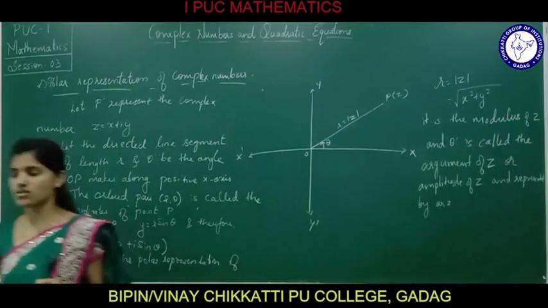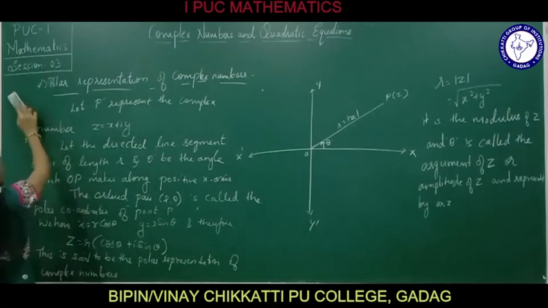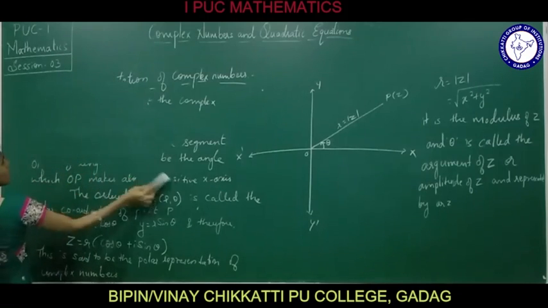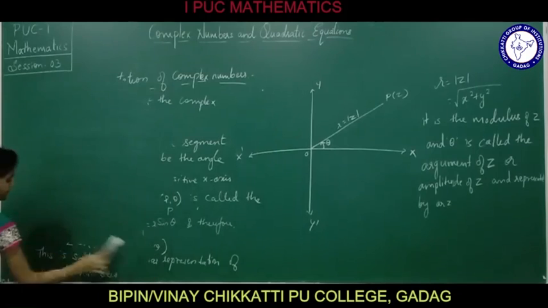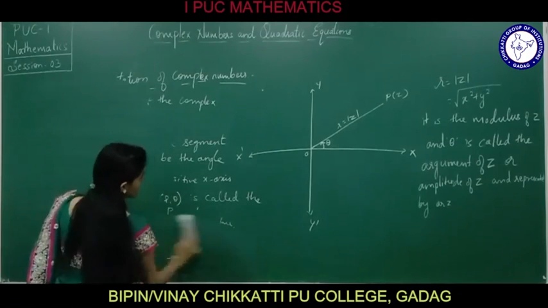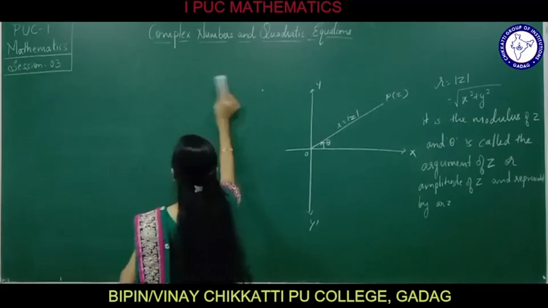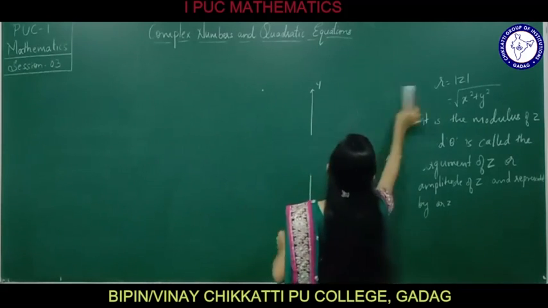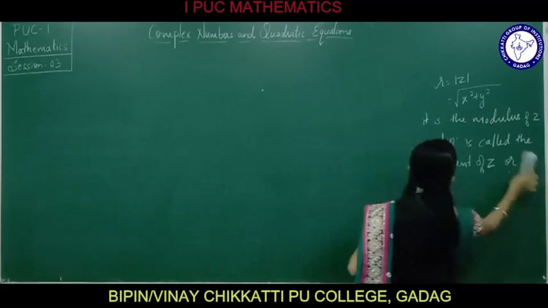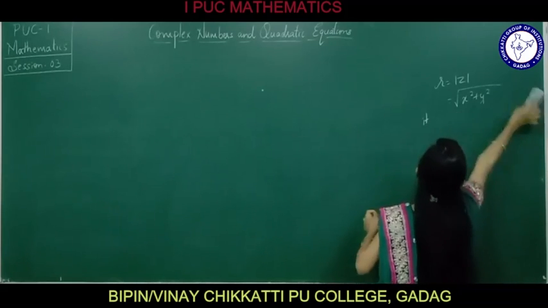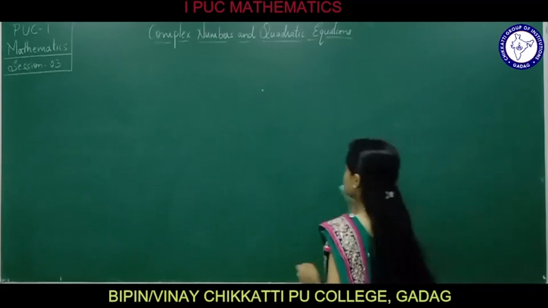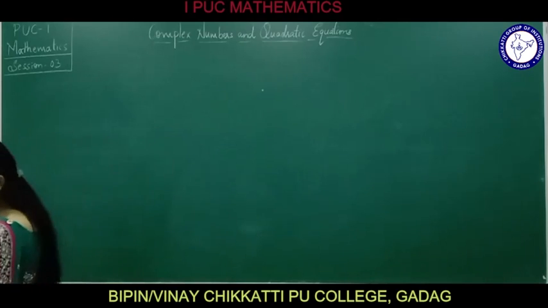Now let us solve examples and then later move on with the exercise. How to represent in the polar form, that is all we are going to see in the example and in the exercise part. First, let us solve one example.